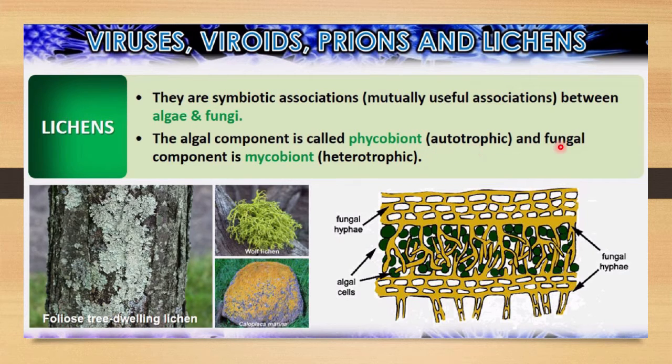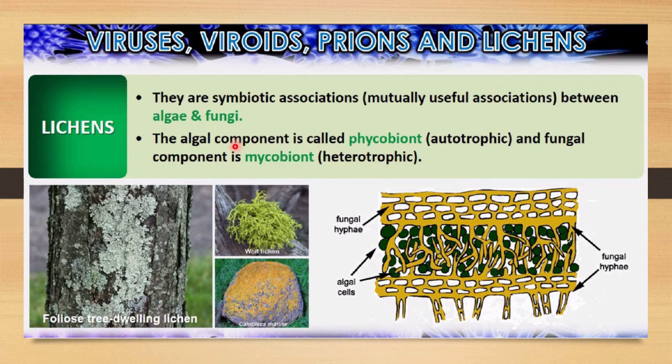Whereas the fungal component, as I told you, lichen is considered as two organisms, algae as well as fungi. The algal component is called phycobiont, and this component is autotrophic. Whereas the other component is the fungal component, and this fungal component is considered the mycobiont. What is the meaning of myco? Myco means fungus, and biont means a living organism related to fungus. This is heterotrophic, meaning it cannot do photosynthesis.